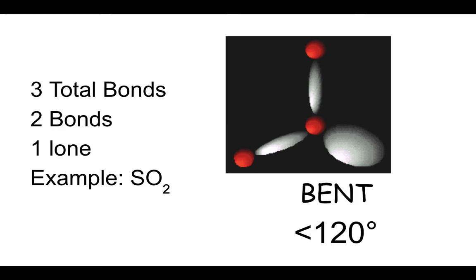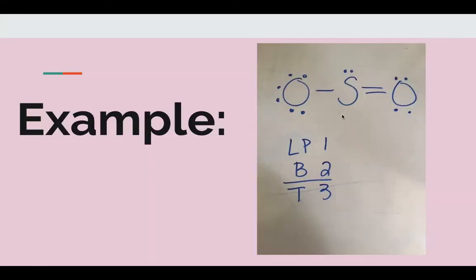Our next shape is bent. We have 3 total bonds. 2 of those are bonds with other elements and 1 is a lone pair. For example, SO2. Here we can see SO2. S is our central atom. We have 1 lone pair on sulfur. We have 1 bond on the left and another bond on the right. 1 plus 2 is 3. Now remember, even though this is a double bond, it still only counts as 1. So that's how we got the 2. 1 plus 2 is 3.